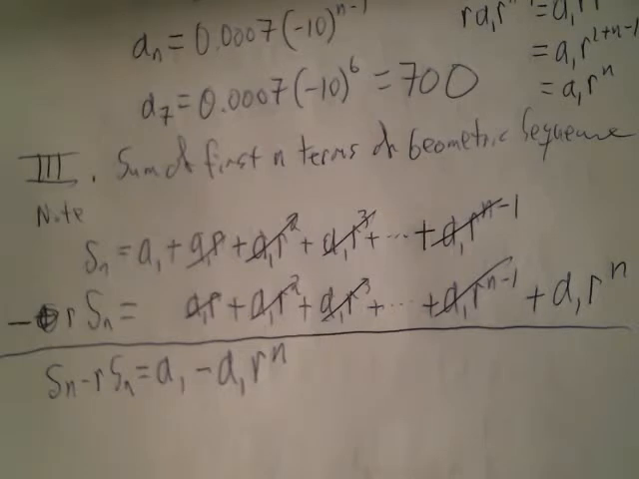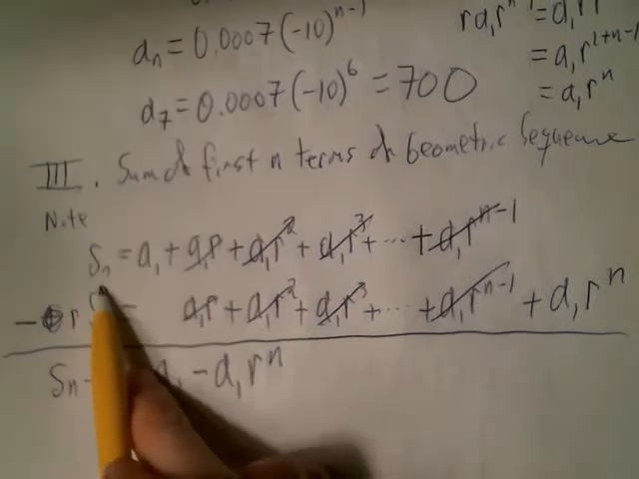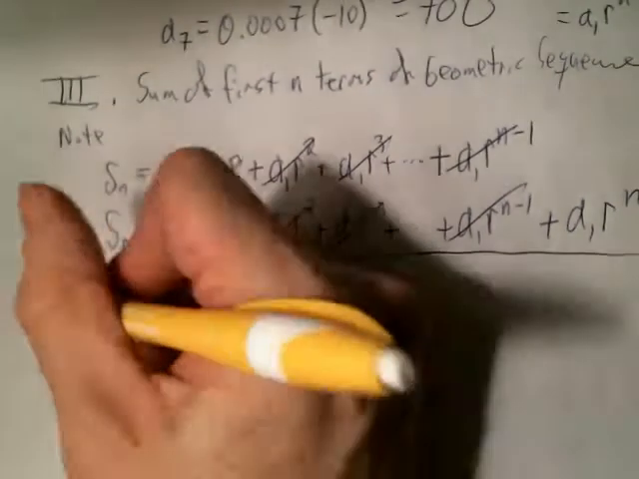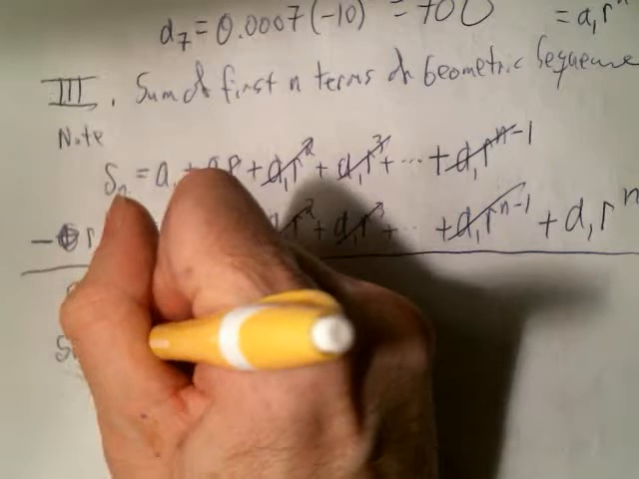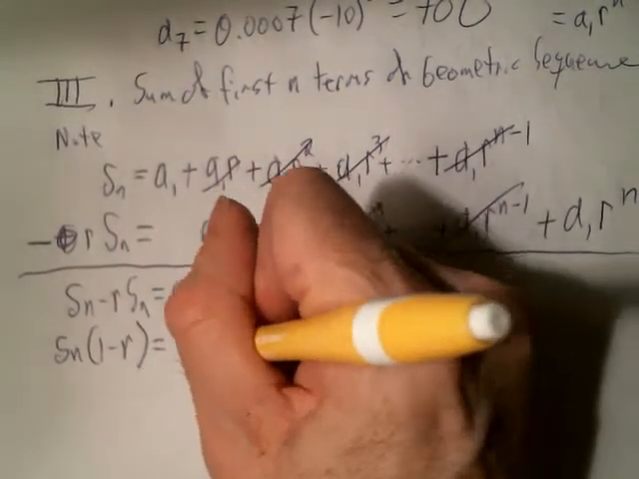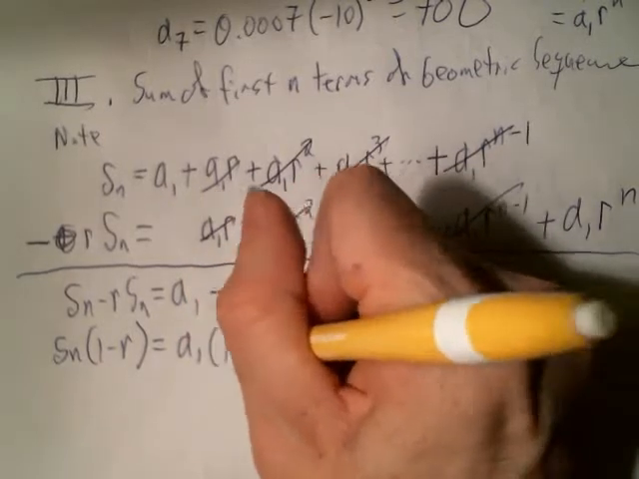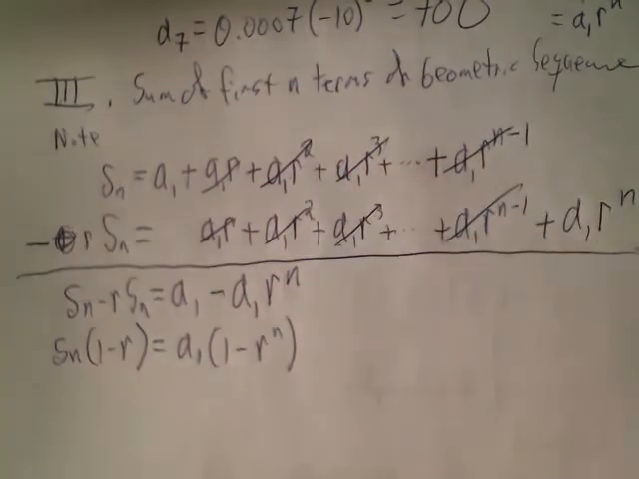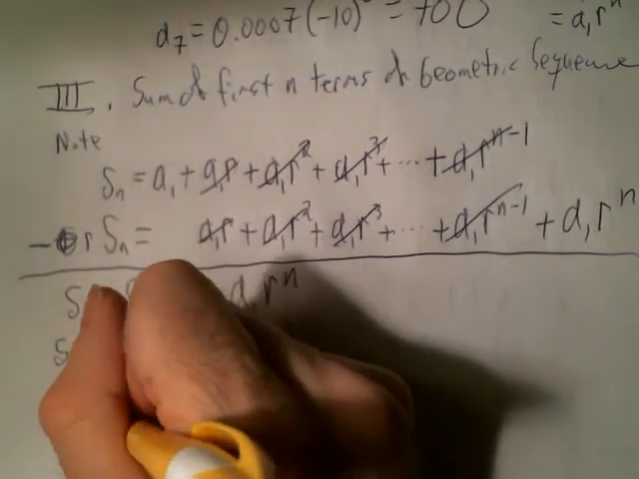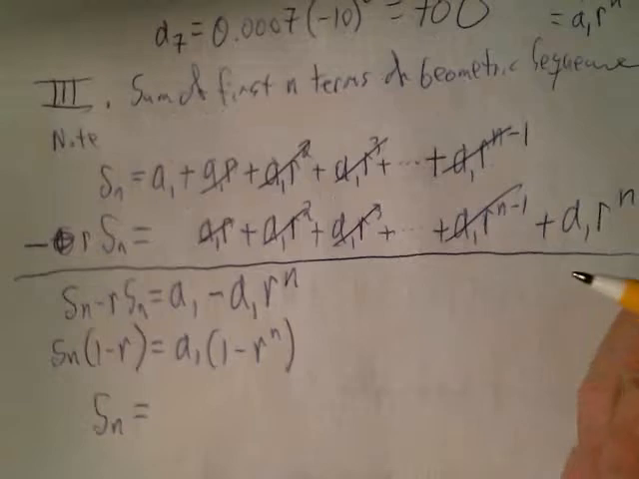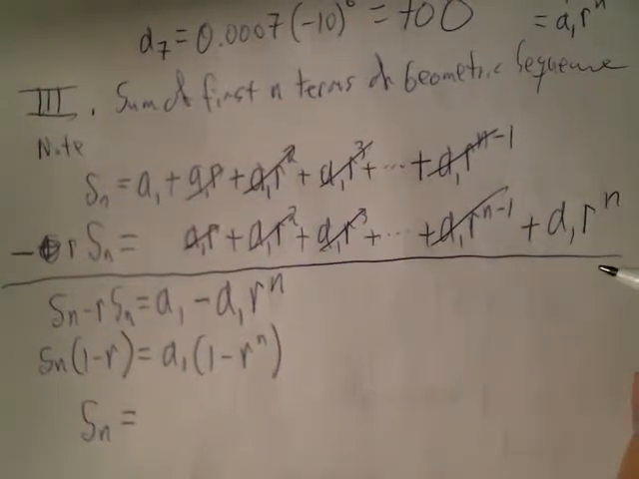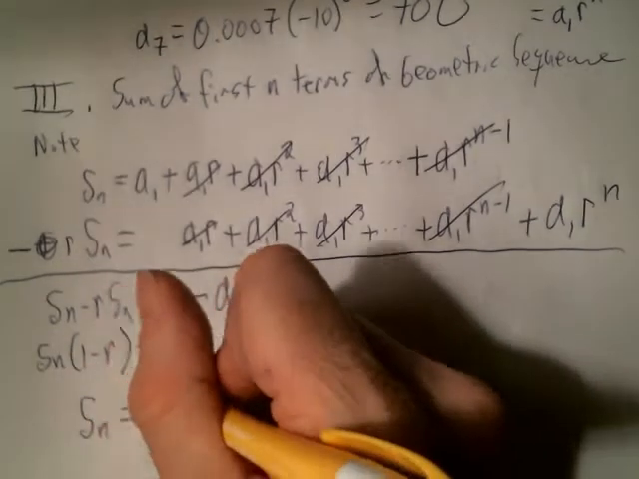Okay. The next thing to do then is to solve for this s sub n. I need a nice formula for s sub n. So I'm going to factor s sub n out of this. On the other side, I'm going to factor out the a sub 1. And then I'm going to divide both sides by 1 minus r. And that'll give me my formula for the sum of the first n terms of the geometric sequence.